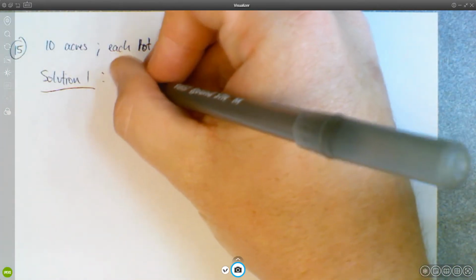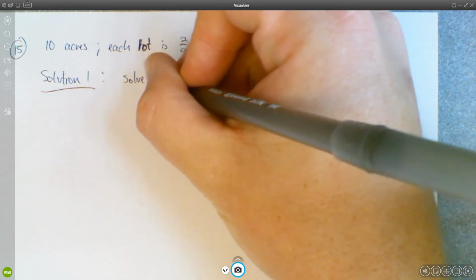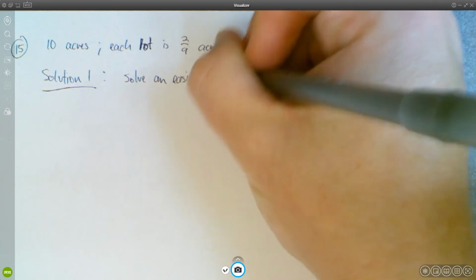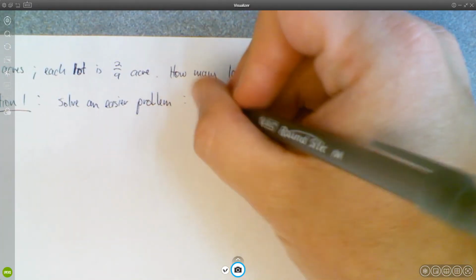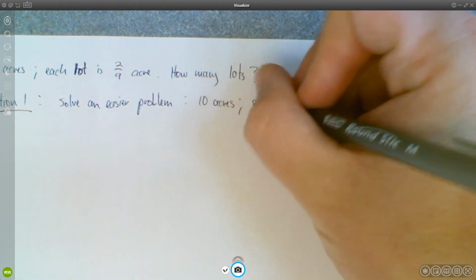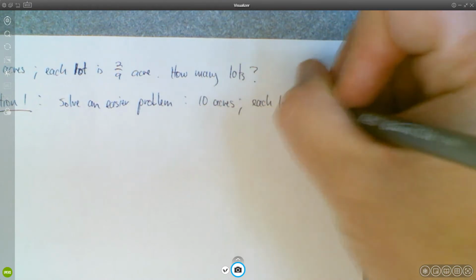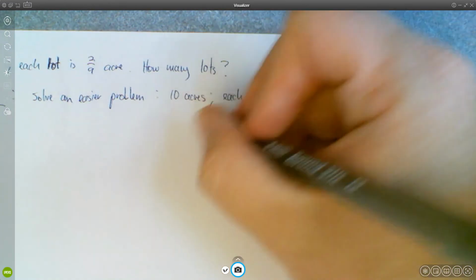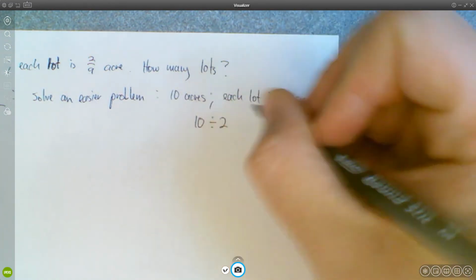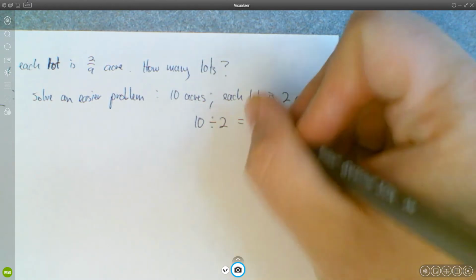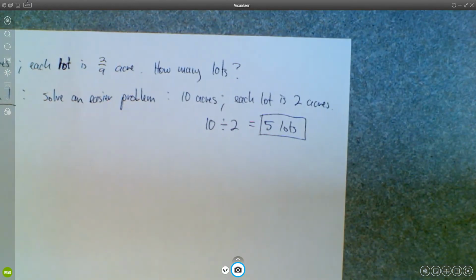So solution 1, solve an easier problem first. Right? Let's say 10 acres, each lot is 2 acres. So then how would you solve that? Well, you would say 10 acres divided by 2 acres per lot is 5 lots. Right? So clearly you would just do a division problem.